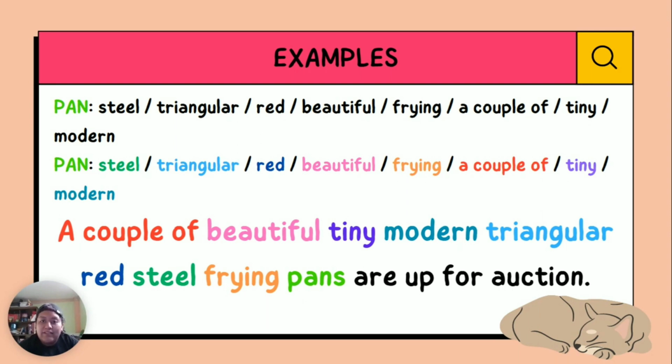And we have our sentence with the adjectives in order. A couple of beautiful, tiny, modern, triangular, red, steel, frying pans are up for action. And again, remember to order the adjectives according to their category. Always.